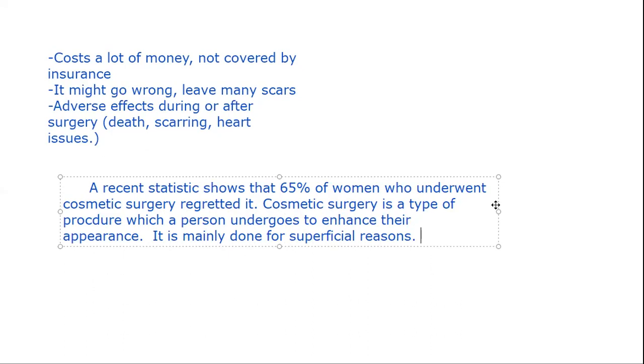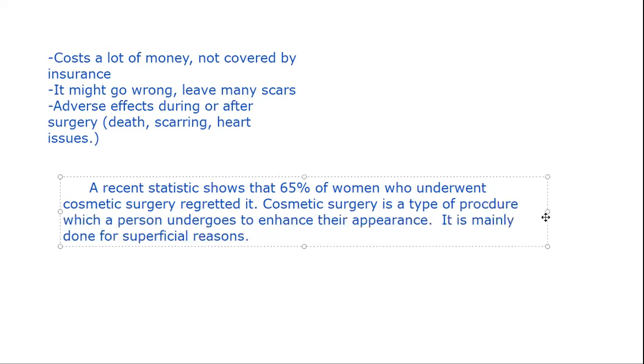Now, okay, I have the hook. I have two leading statements. Now I need to write my thesis, my claim. It's a good idea in a thesis to write the three reasons in a brief way. Can we say I'm totally against cosmetic surgery because, and we state the three reasons?